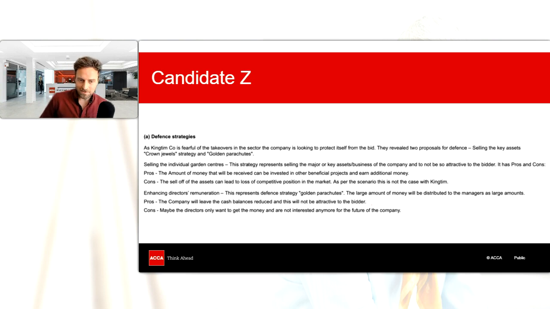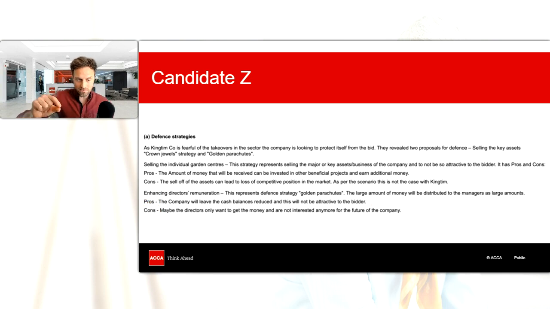Now, candidate Z, you can see the contrast here, can't you? Again, I like these 3 different scripts for this reason, because they are very different. This first one gives a little bit of background around what the 2 proposals are. But then it says selling the garden centres and then enhancing the director's remuneration. Can you see they've done pros and cons of each? So they've done these pros and cons of each of these different scenarios. So very, very contrasting to the previous candidate.